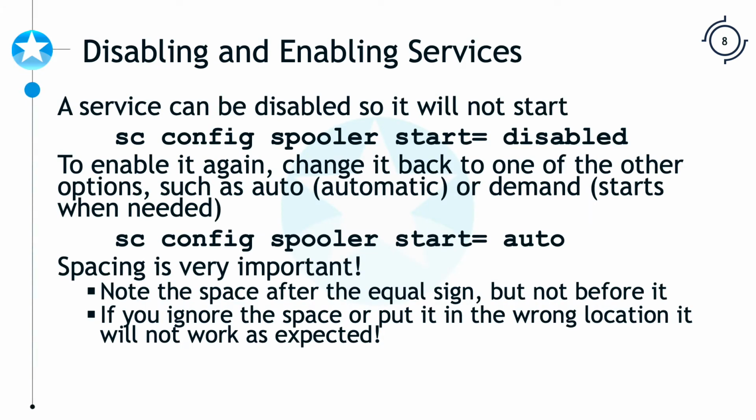To disable a service, I can use the sc config. Now, sc config is going to change or modify the configuration. So sc config, then the service name, and in this case, I'm going to say start equal disabled. This is going to disable the service. Once again, the spacing here is important. I do have to use the equals, then a space, then disabled.